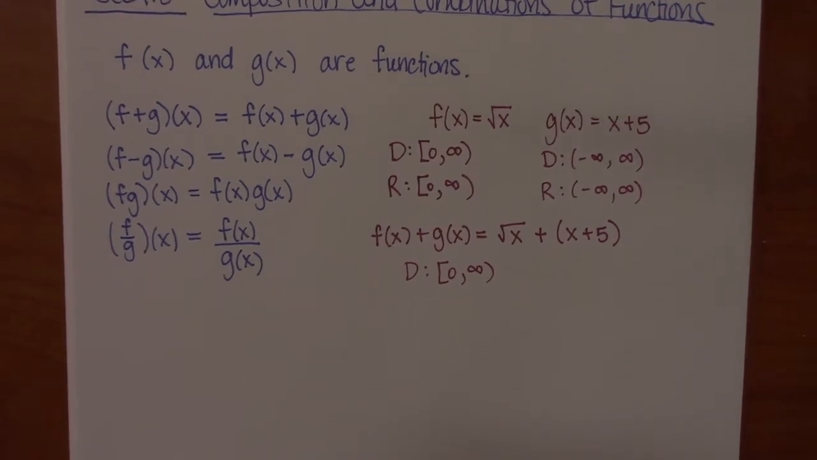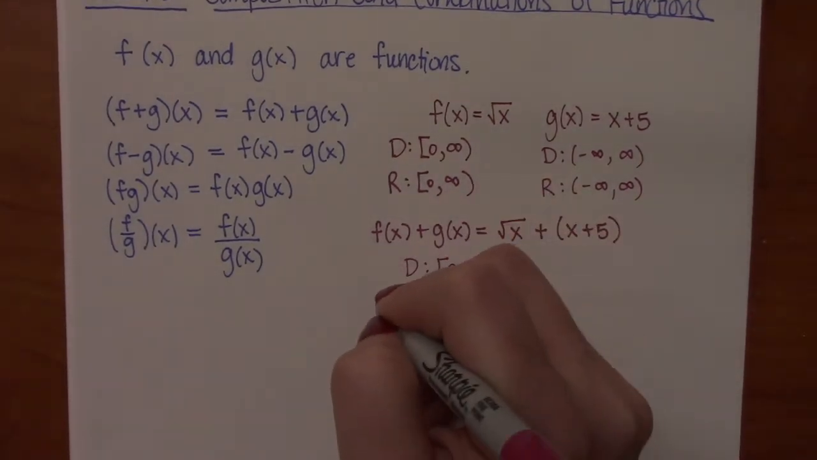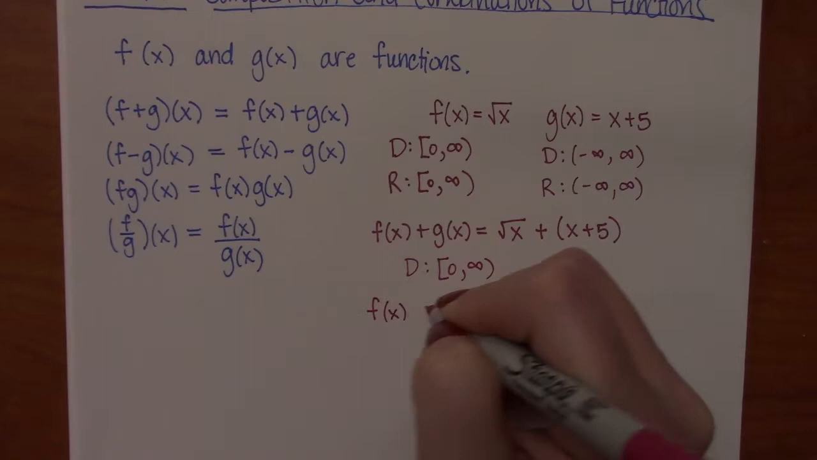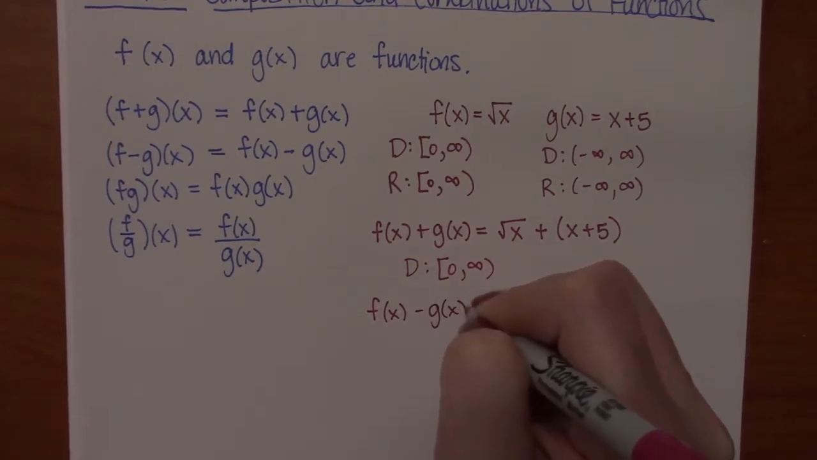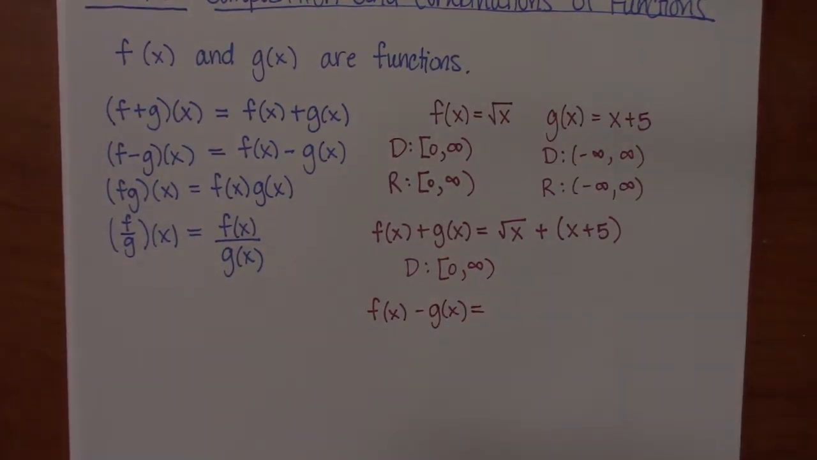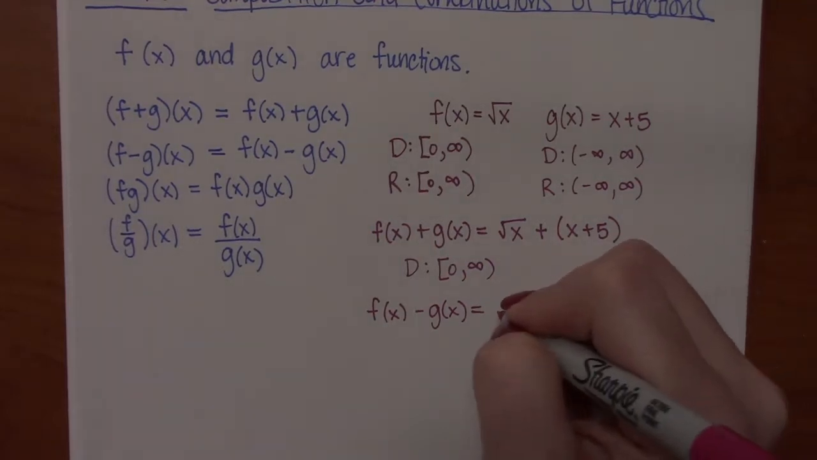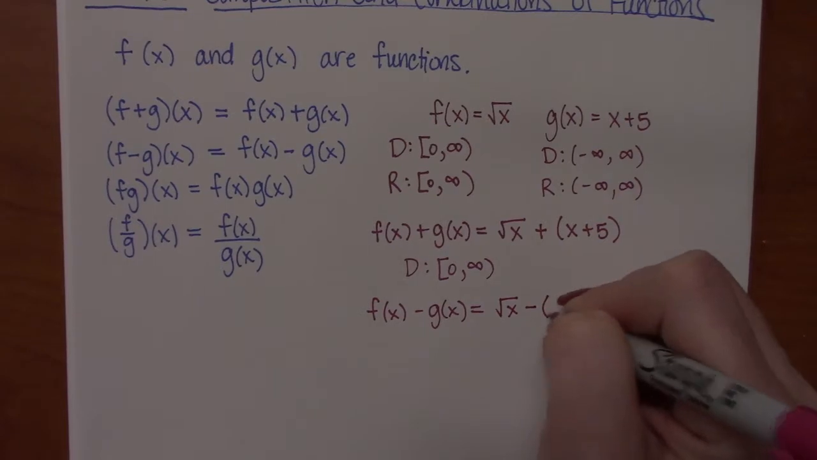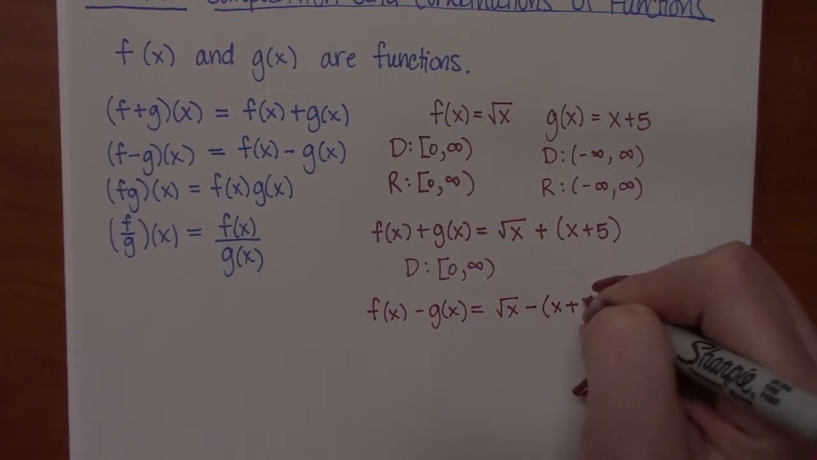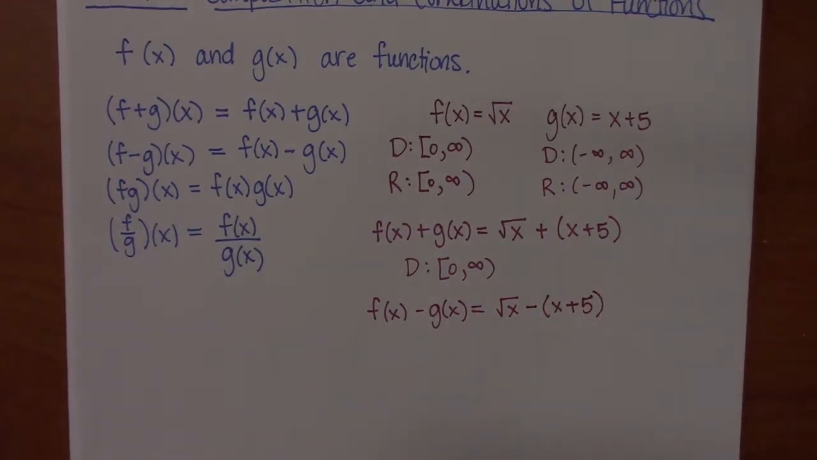So similarly, if we were to subtract these two functions, this is where you want to be really careful. You can't just write square root of x minus x plus 5. That's not going to work, right? You're subtracting the entire function g of x. So here the parentheses are necessary because I have to make sure that I'm subtracting the entire expression. So that negative sign has to get distributed across the whole thing.